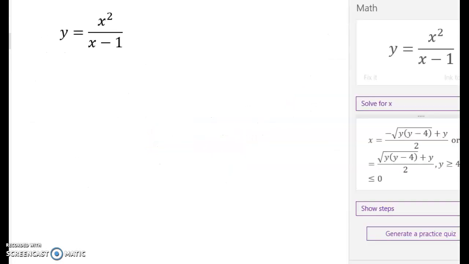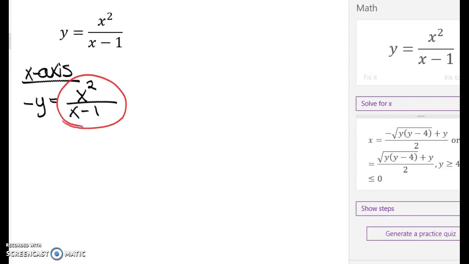Okay, let's do one last one. Again, I'm going to start with x-axis symmetry. For that, I replace y with negative y. Okay, now I could actually stop here. Notice the right-hand side is the same. This extra negative right here is a problem.